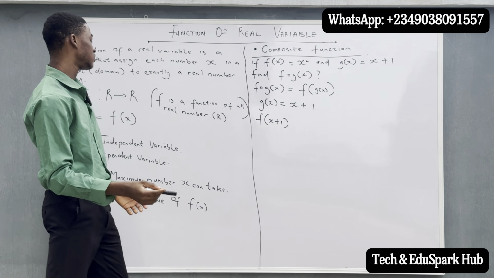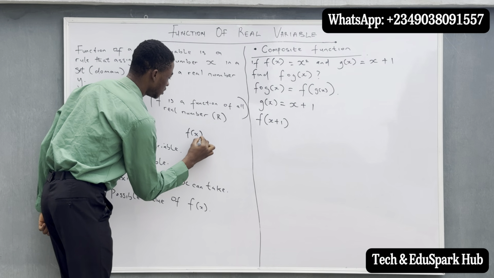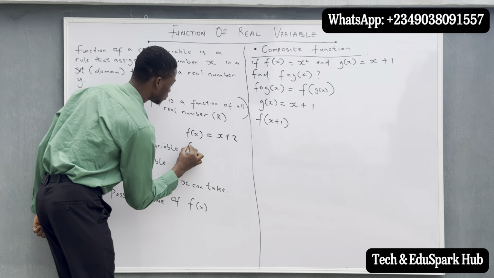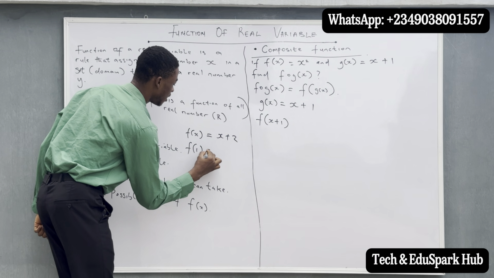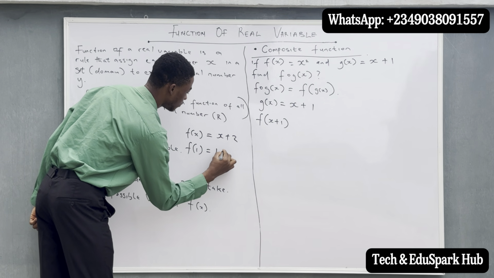So remember from what we did earlier, we said if we have something like f of x equal to x plus 2, and we are asked to calculate f of 1, we substitute 1 for x. So we have something like 1 plus 1.